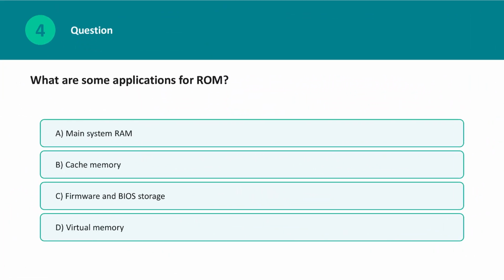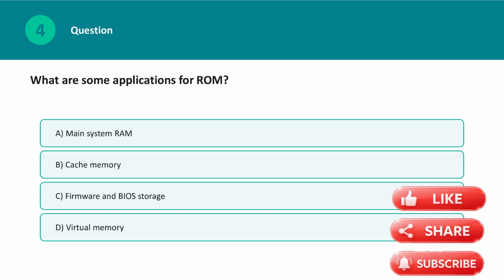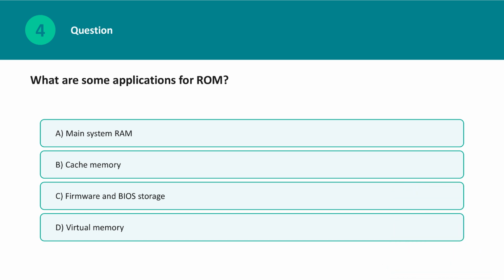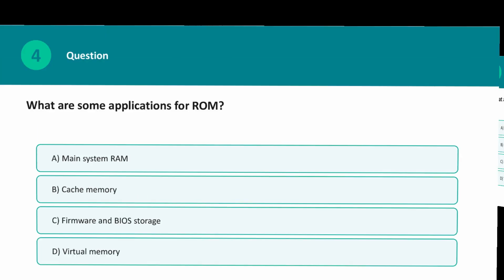What are some applications for ROM? A. Main system RAM. B. Cache memory. C. Firmware and BIOS storage. D. Virtual memory. The correct answer is firmware and BIOS storage.